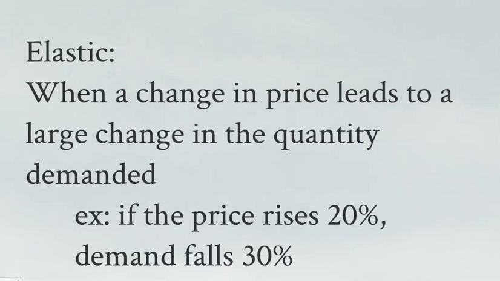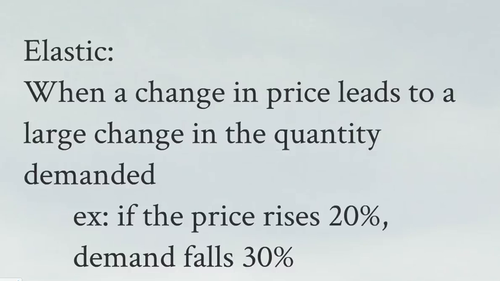Something for which demand is elastic is when a change in the price leads to a large change in the quantity demanded. So for example, if the price rises 20% and demand falls 30%, demand falls more than the price rises, that good is considered elastic. People will choose to go without it rather than pay a higher price.